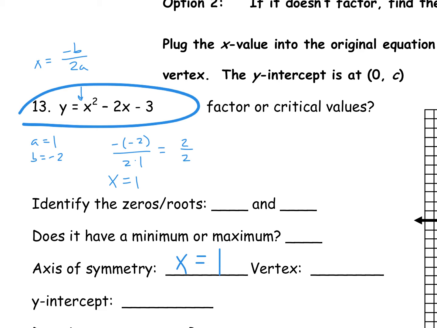Now our vertex is always on the axis of symmetry, so it's always going to have the same x value. And then to find what the y value is of our vertex, we just plug in x and solve for y. So we're going to plug in 1 to our equation here and solve for y. So we have y is equal to 1 squared minus 2 times 1 minus 3. So 1 squared is 1, minus 2 minus 3. So this would be what? Negative 4. So the y of our vertex is negative 4.